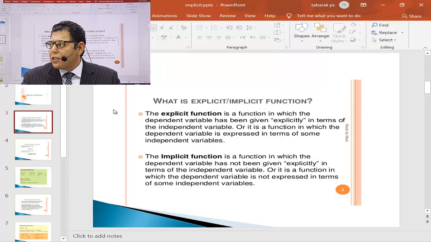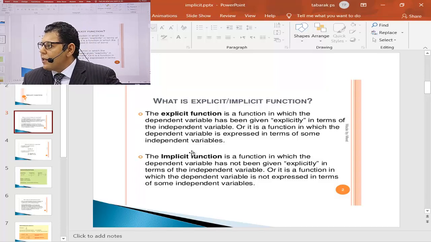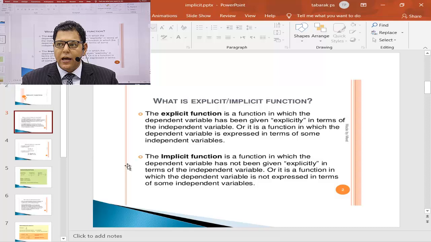Okay, what about an implicit function? When an equation contains two variables, but neither of them is given explicitly in terms of the other. For example, x squared plus xy plus y squared is equal to 25.